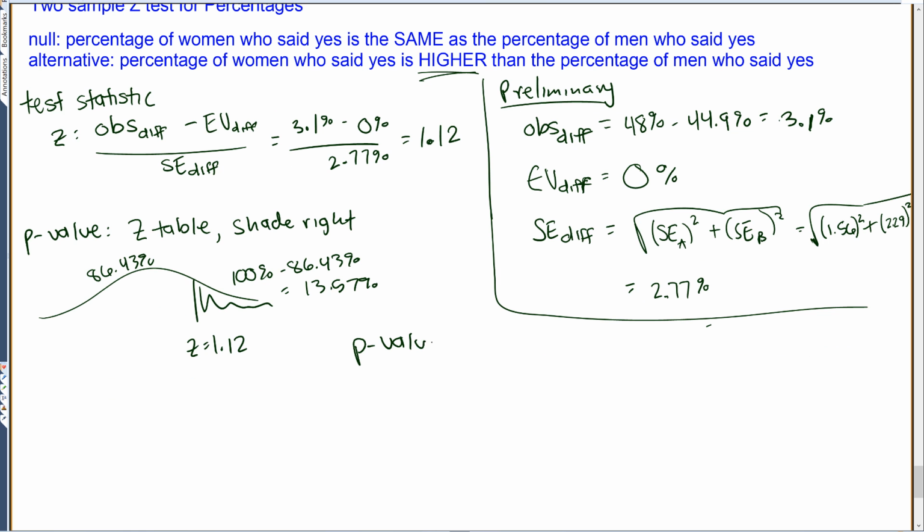So my p-value equals 13.57%. Now that's off just a little bit because I had to use the table, so her answer might be just slightly off. Pick whatever it is. So like if she used the calculator, she would have got 13.3. So we got 13.57. The calculator would say 13.3. So just kind of pick the closest one there.